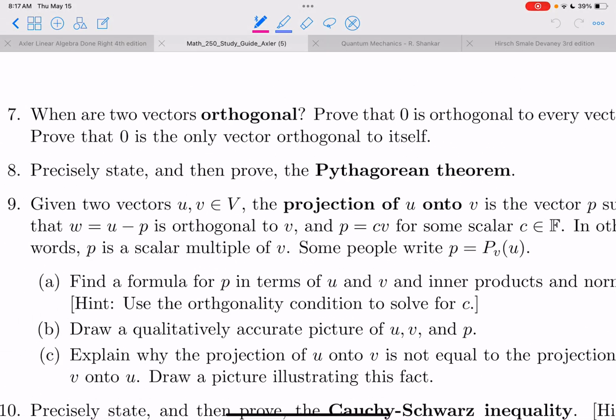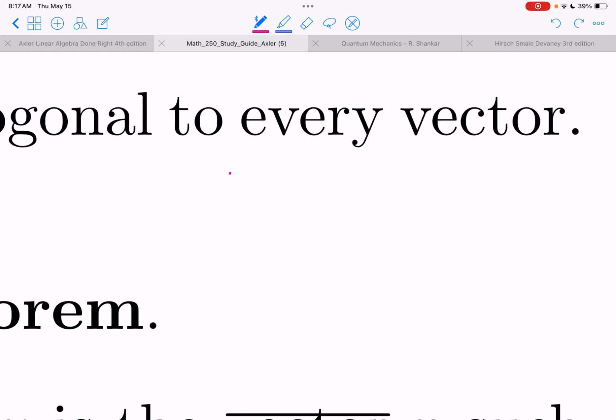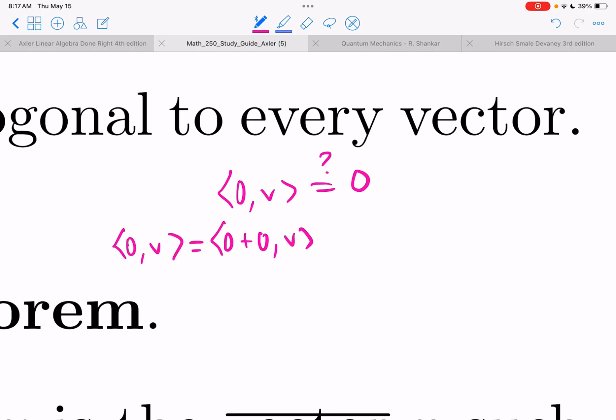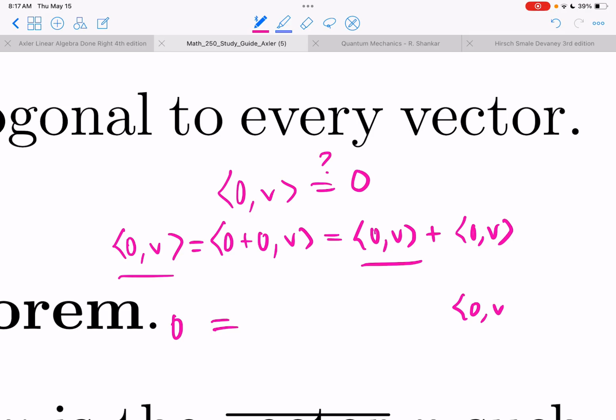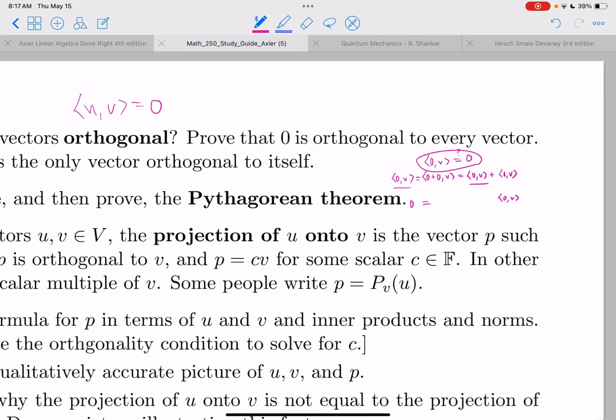Two vectors u and v are orthogonal if u dot v equals 0. Then we call u and v orthogonal, or perpendicular, or 90 degrees. Prove that 0 is orthogonal to every vector. So 0 dot v should be 0. Oh, we already did this proof, right? It's 0 plus 0 dot v. So 0 dot v is equal to 0 plus 0 dot v, which by linearity is this, and now I subtract this from both sides, and I get 0 equals 0 dot v, which is what I was trying to prove.